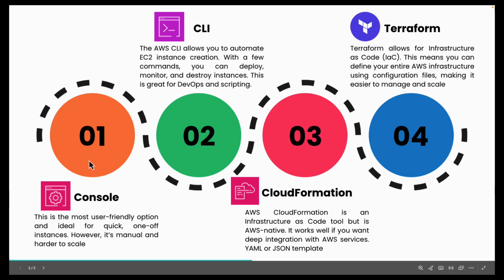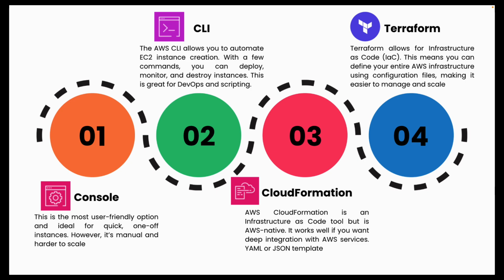AWS Console is the easiest way to launch an EC2 instance. It's really ideal for a quick, one-off instance, but it's really manual if you want to launch multiple instances or launch resources and keep them consistent. It's kind of difficult to do that. With the CLI, you can launch resources with just a few commands, and this is best for DevOps and scripting. If you do mostly everything from the CLI, then this is perfect for you.